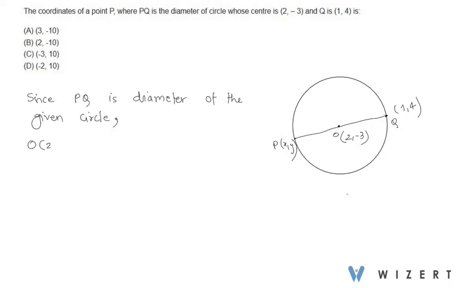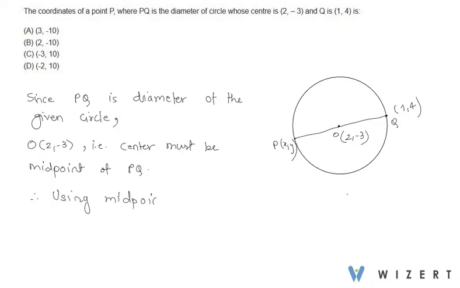O (2, -3), that is the center, must be the midpoint of PQ. Therefore, using the midpoint formula, we have (2, -3) equal to ((x + 1) by 2, (y + 4) by 2).